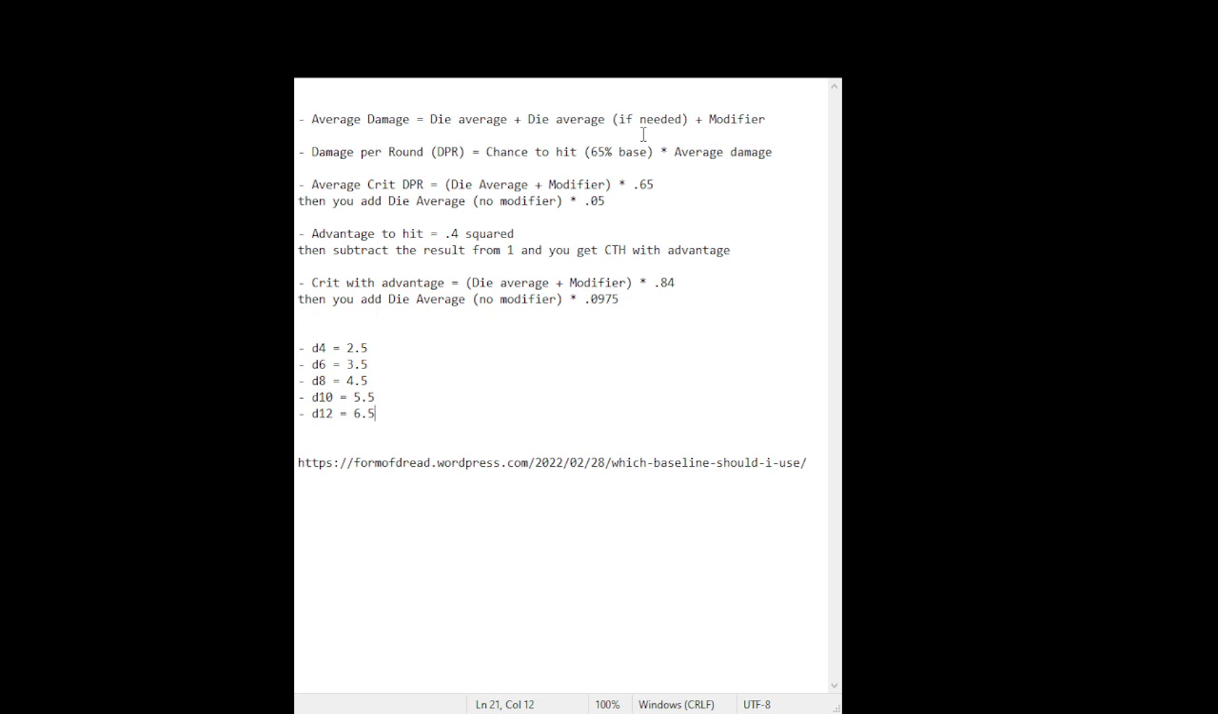And that's why if you look here in the average, it says die average if needed, because some weapons use multiple damage dice. And then of course you add your modifier, but that's not your DPR. That's just your average damage output, assuming you would hit 100% of the time.